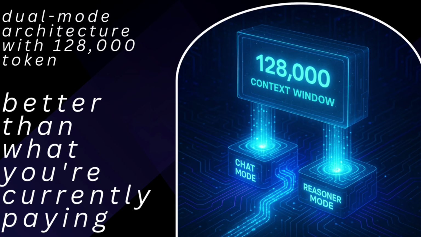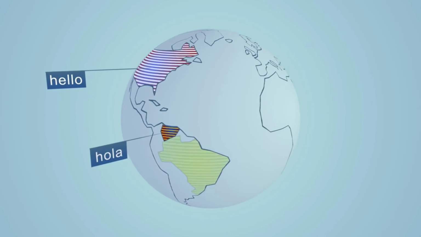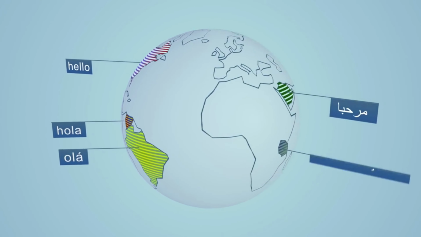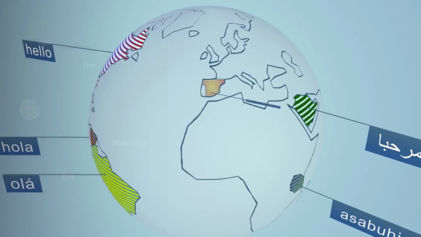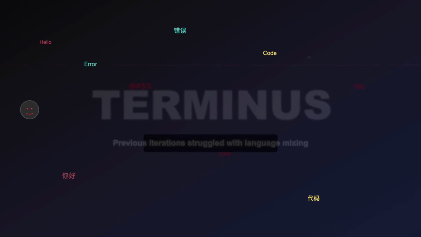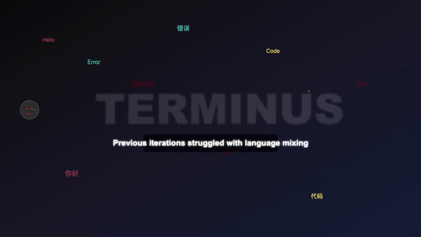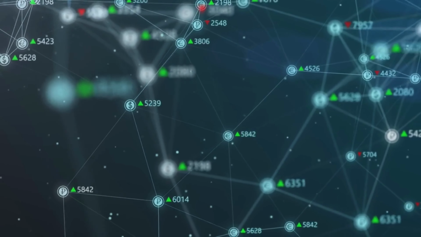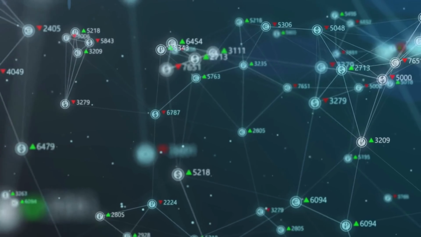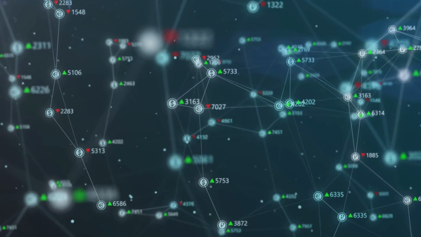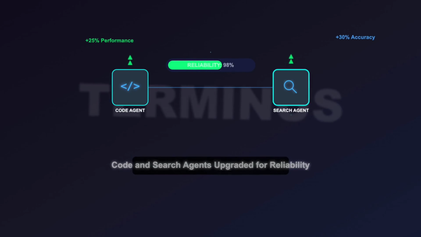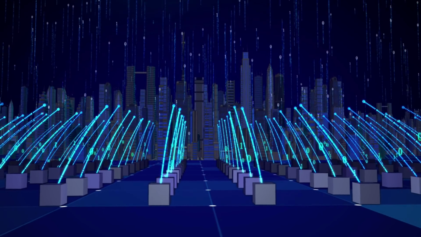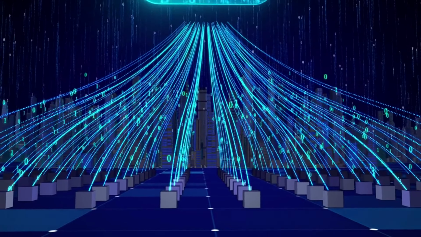currently paying for. One of the most noticeable improvements in Terminus is its remarkable consistency in handling both English and Chinese. Previous iterations sometimes struggled, mixing languages or throwing in unexpected characters, which was a frustration for developers. This new release largely resolves those issues, delivering stable and predictable output. Beyond text consistency, the built-in agents, like the code agent and the search agent, have received substantial upgrades. DeepSeek states they've drastically improved reliability, meaning the outputs aren't just plausible, they truly hold up under rigorous testing.